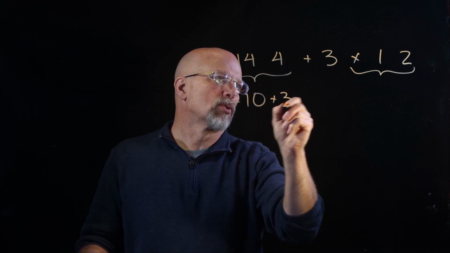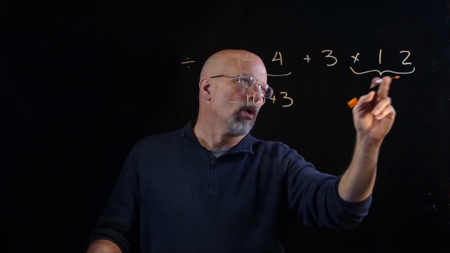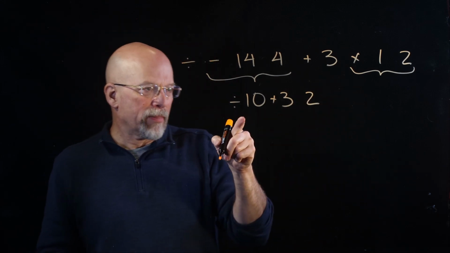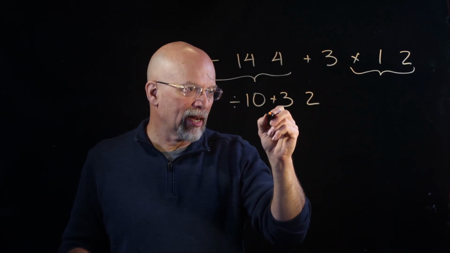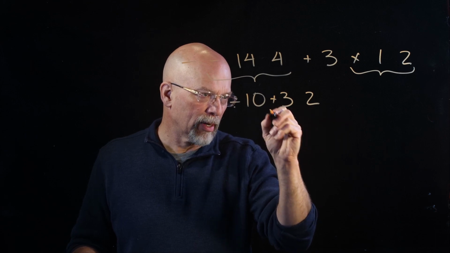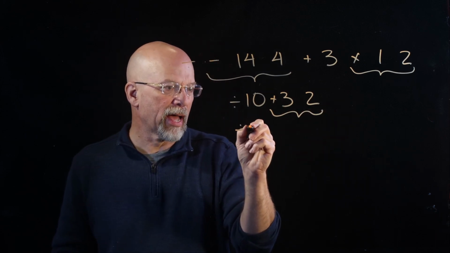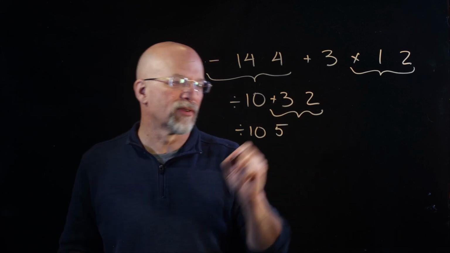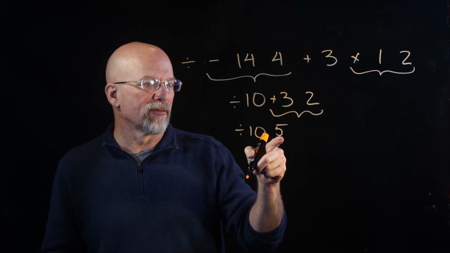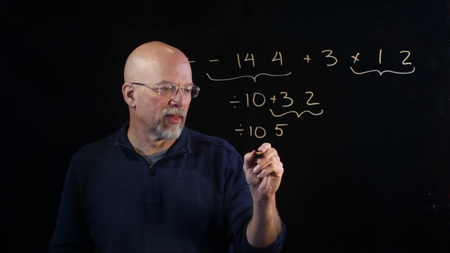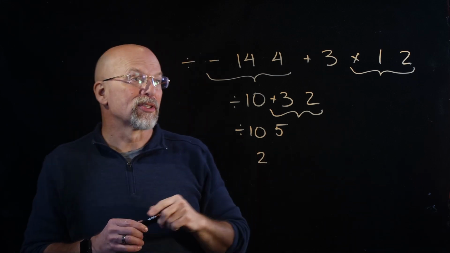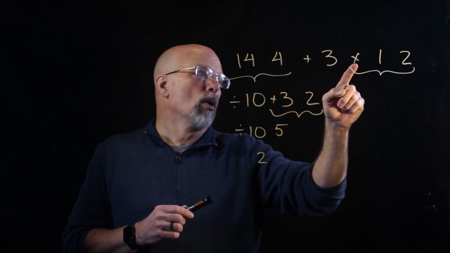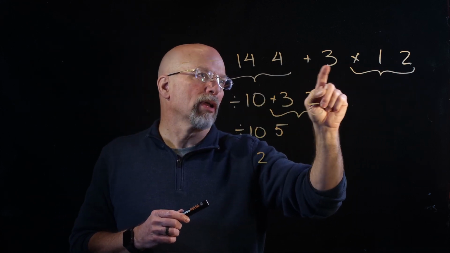Then I've got plus 3, and then I've got times 1, 2. So 1 times 2, that's 2. Now, the only other place in here I've got operation, two operands is right here. So we do divide 10, and I've got 3 plus 2, that's 5. Now I've got 5 divided into 10, that's 2. So without parentheses, I was able to evaluate the expression 10 divided by 3 plus 2, which is 2.